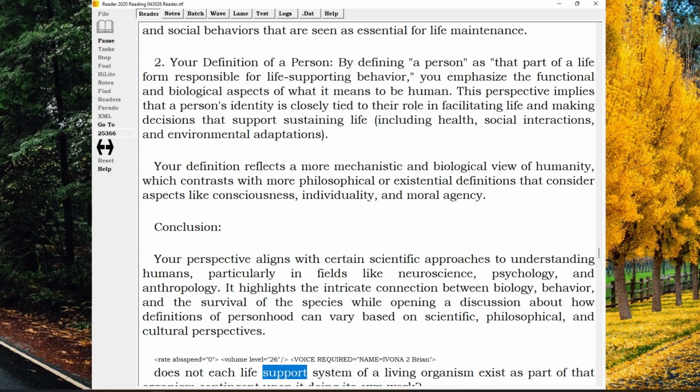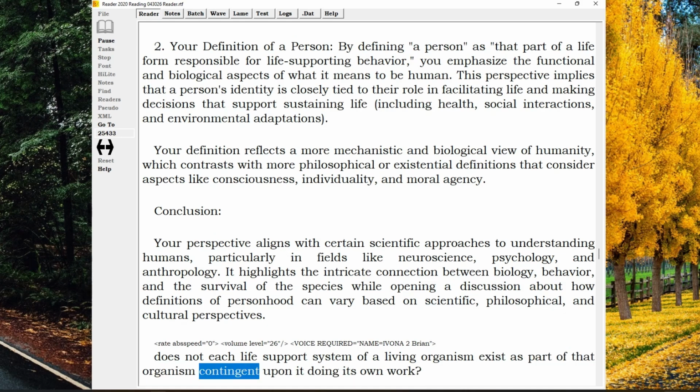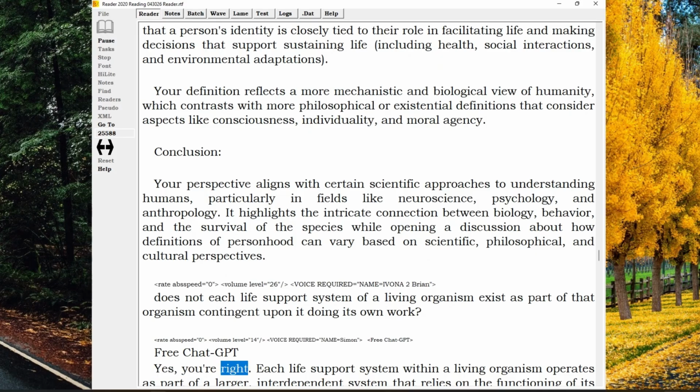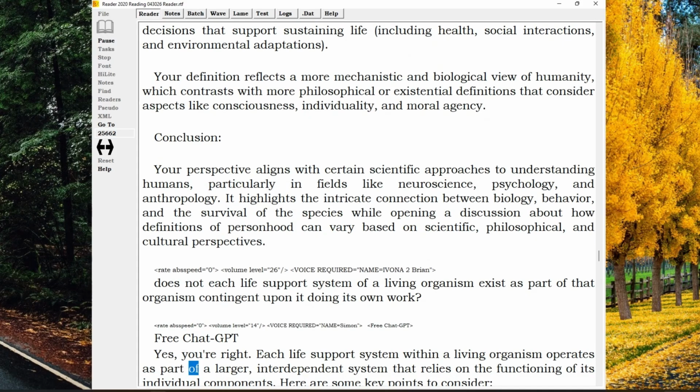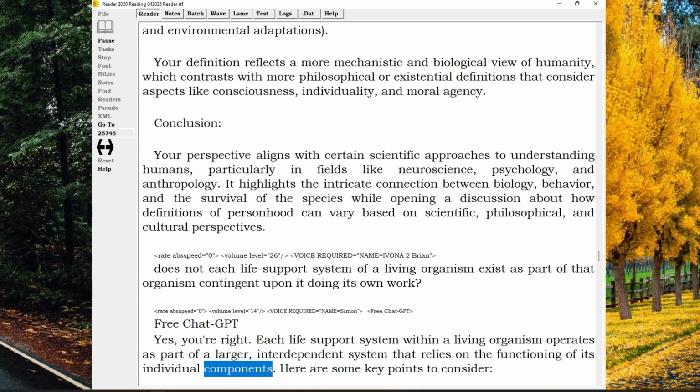Does not each life support system of a living organism exist as part of that organism contingent upon it doing its own work? Free Chat GPT. Yes, you're right. Each life support system within a living organism operates as part of a larger, interdependent system that relies on the functioning of its individual components. Here are some key points to consider.